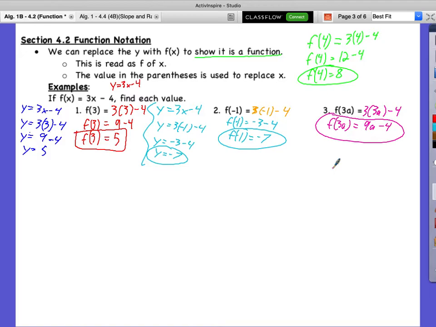So that kind of looks weird, doesn't it? But that's really just to show us that you can plug in literally anything in there and continue to simplify. It's just that sometimes you can't simplify very much. Before, we kept having to add and subtract. Now it's subtract. Here, 9 minus 4, that's all we can do.